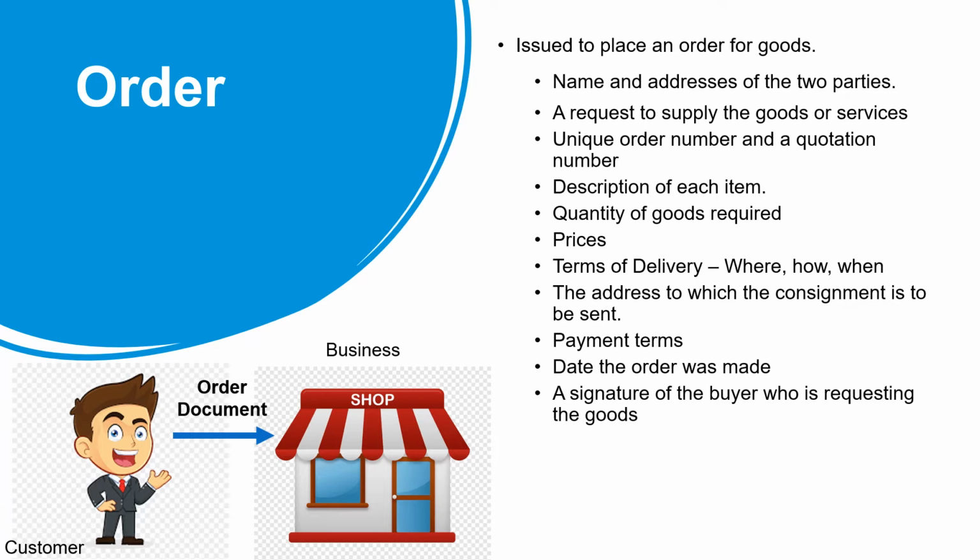So you have to put the number of that quotation, and a description of each item, quantity of goods required, prices, and terms of delivery. In a sense, the consumer is going to tell the business where, how and when he wants all these products, the address to which the consignment is to be sent, the payment terms, how he is going to make the payment for these goods, the date the order was made, and at the end the consumer has to sign this document. Once he signs this document, it becomes a legal order document which goes from the consumer to the business, placing the order for the goods that the consumer wants.